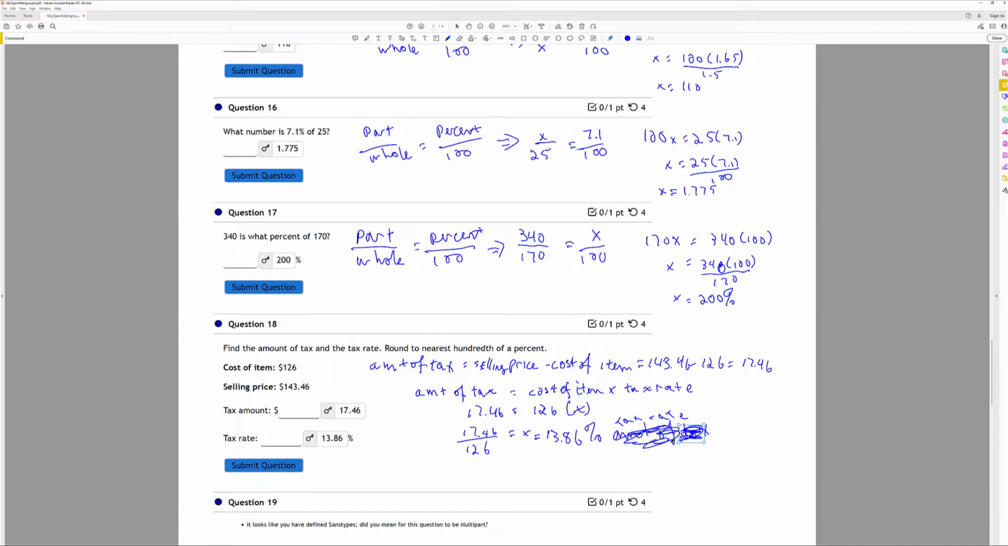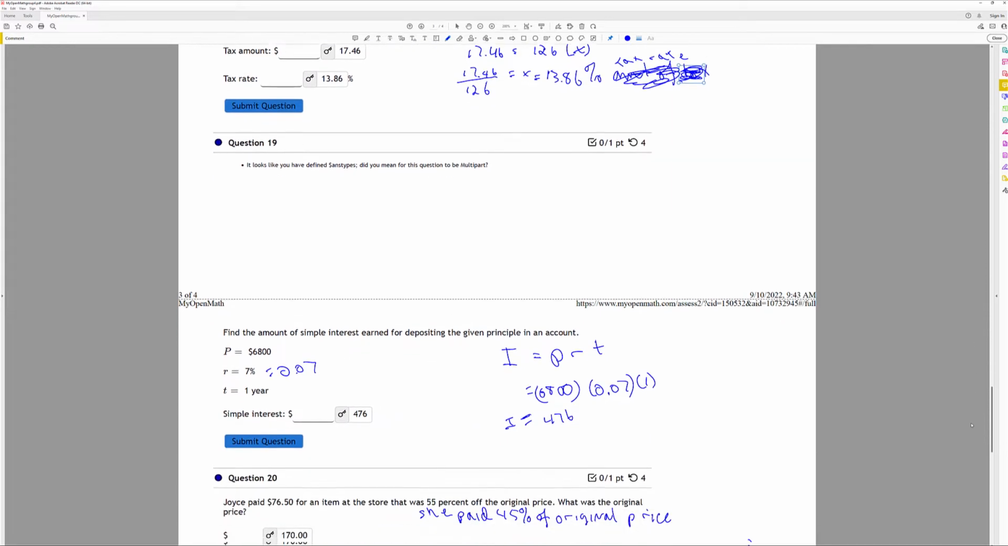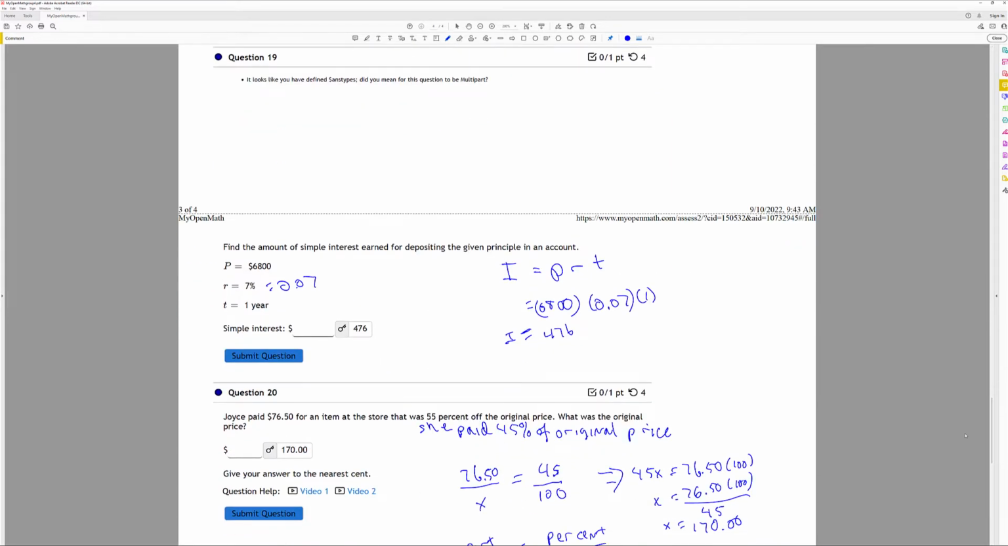And then number 19. Simple interest formula. I is equal to PRT. P is 6800. R is 0.07, it's a decimal, and T is 1. And I plug in and multiply, and I is equal to 476. Question 20.